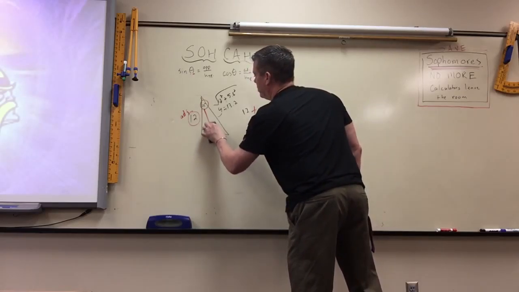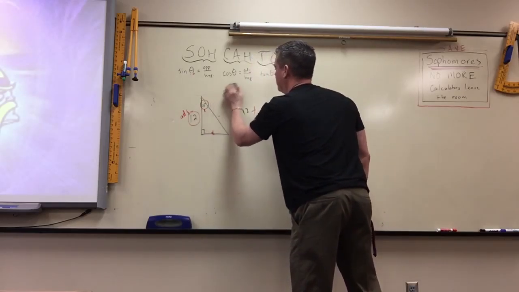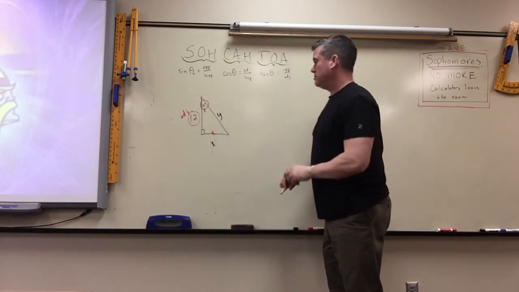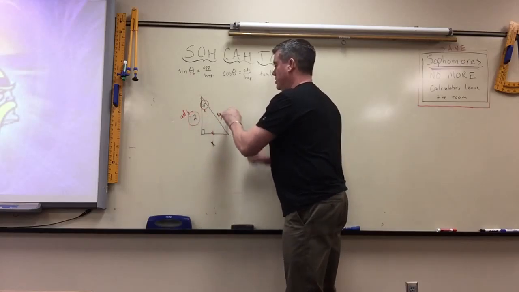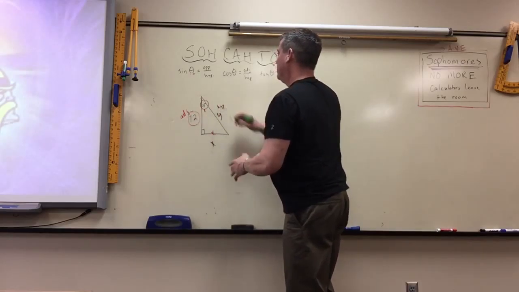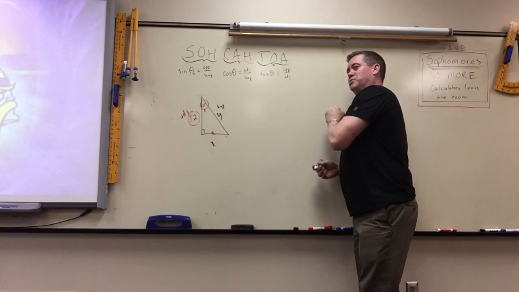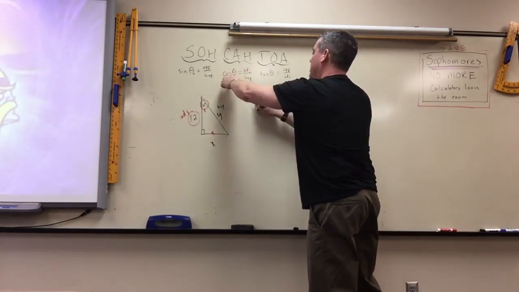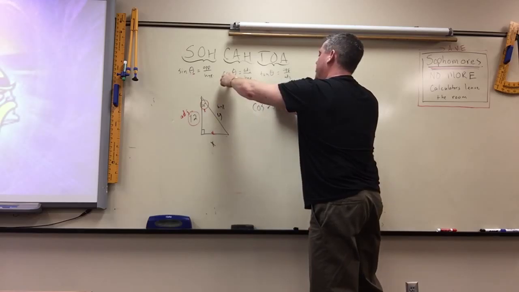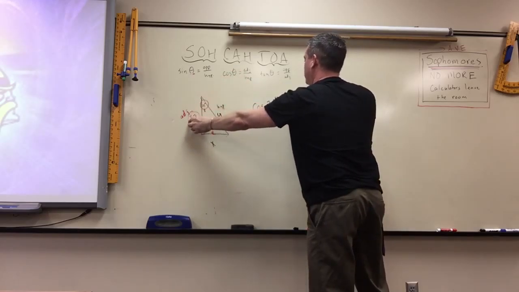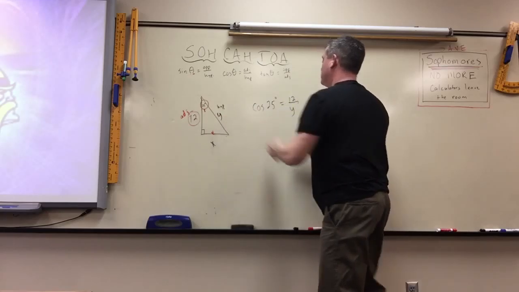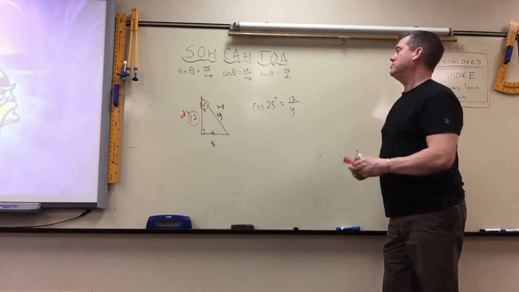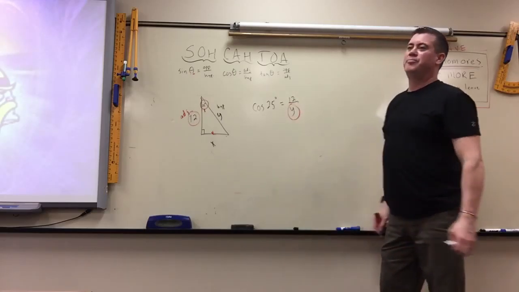Now, let's just say you would have chose to find y first. This is adjacent, this is hypotenuse. So then which trig function would you use? Cosine, adjacent hypotenuse. Cosine of 25 equals the adjacent over the hypotenuse. So, these are a little different. The y is on the bottom.